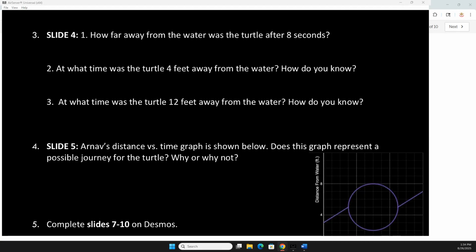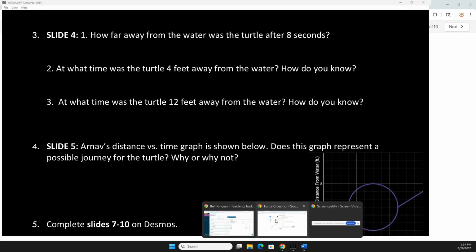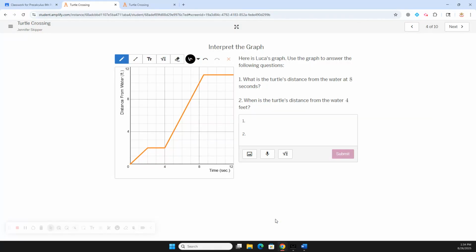All right, and then slide 4. All right, this is slide 4. And the first question is, how far away from the water was the turtle at 8 seconds? What did you guys say? 10 feet. So we go 8 seconds, go over, and that's going to be 10 feet right there. All right, and then question 2 says, at what time was the turtle 4 feet away? Yeah, so here's the 4 feet, and that is going to correlate with 5 seconds. And then question 3 says, at what time was the turtle 12 feet away? Never. Never got 12 feet away.